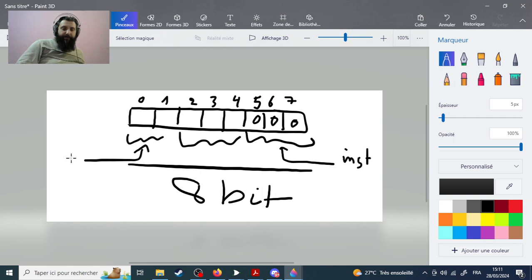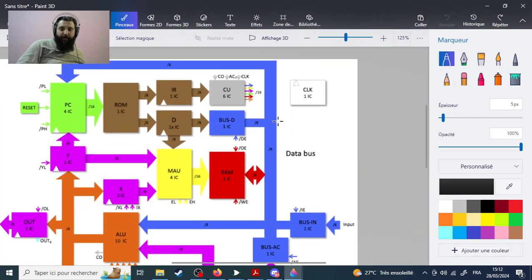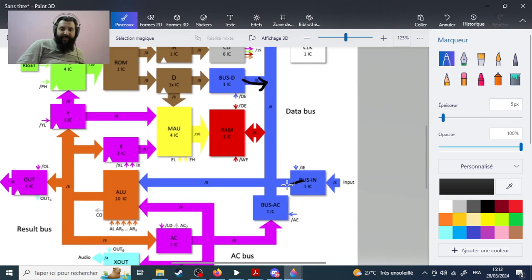The first 2 bits are used for the access of the data bus. What is the data bus? The data bus is this, the blue bus. This bus can be accessed by 4 units. We have 1, 2, 3, 4. But you have to understand that only one can access the bus. We can't have 2, 3, or 4 elements accessing the bus at the same time. It's impossible. We have to choose one.